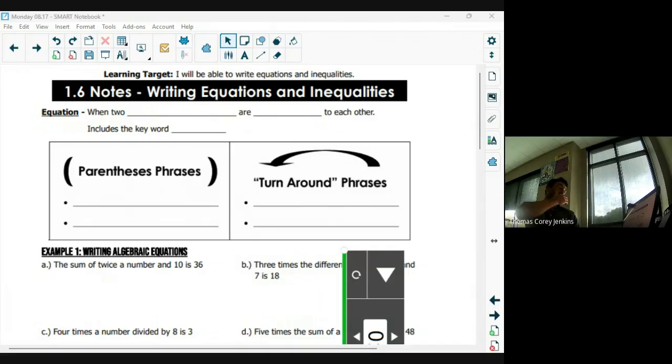All right, here we go. We're rolling. This is lesson 1-6. This will be the last new lesson for chapter 1. Our test is later this week, just so you know.